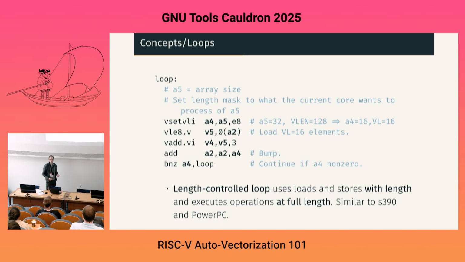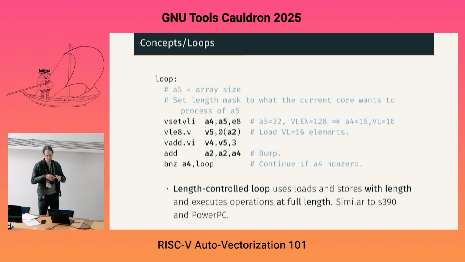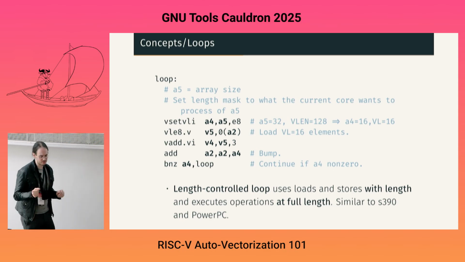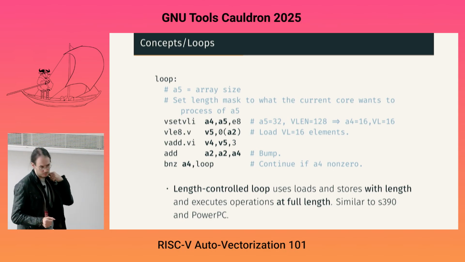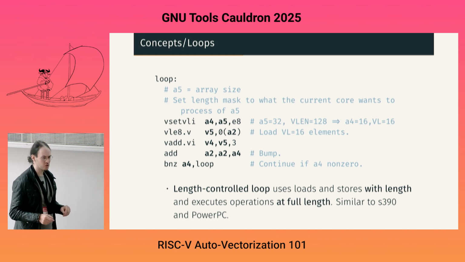Concepts, again: how do loops look ideally for RISC-V? And now we get to a second usage of vsetvl. Before I said vsetvl sets the vector length and the vector type, but it can actually do a bit more, which is pretty nice in my opinion.